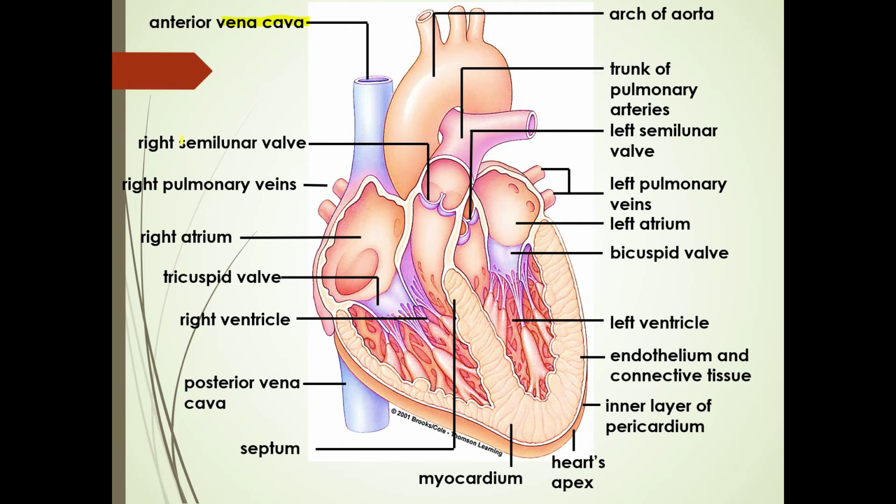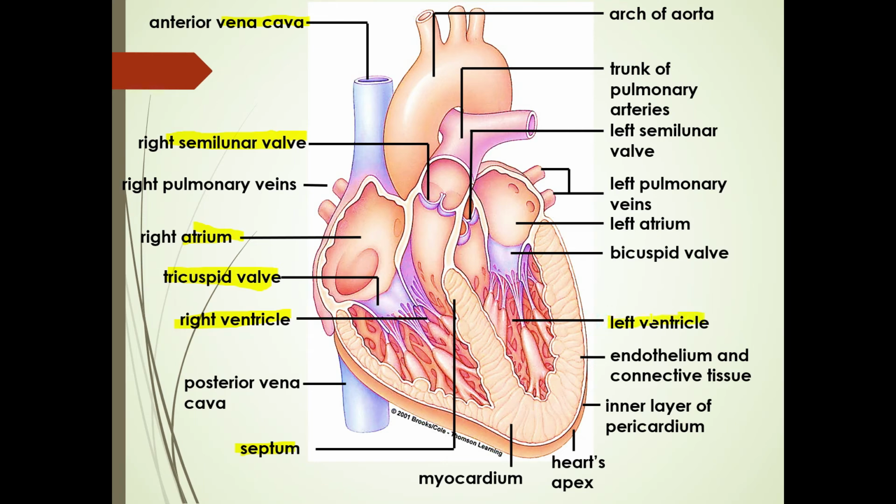This one you have to know. This one is the right atrium, with the pulmonary veins. Tricuspid valve, yes, you have to know. And this is the right ventricle. This one, no need. This one is the septum, you have to know. It is used to divide the oxygenated blood and deoxygenated blood.